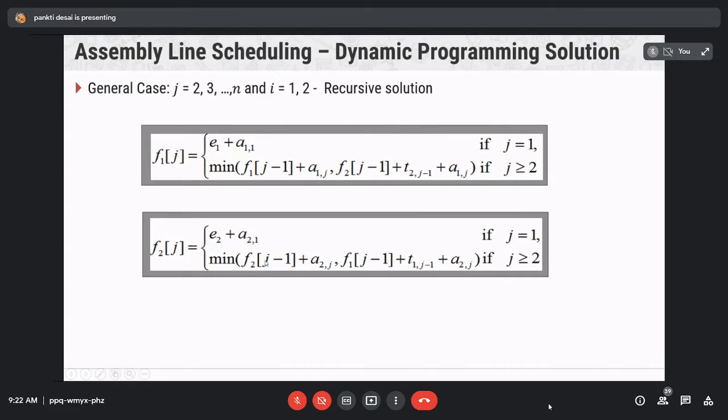All of you write down this equation in your notebook. So these are the formulas. Using these formulas, we can find the fastest possible time for assembly line 1 and assembly line 2 to get to station Sij.